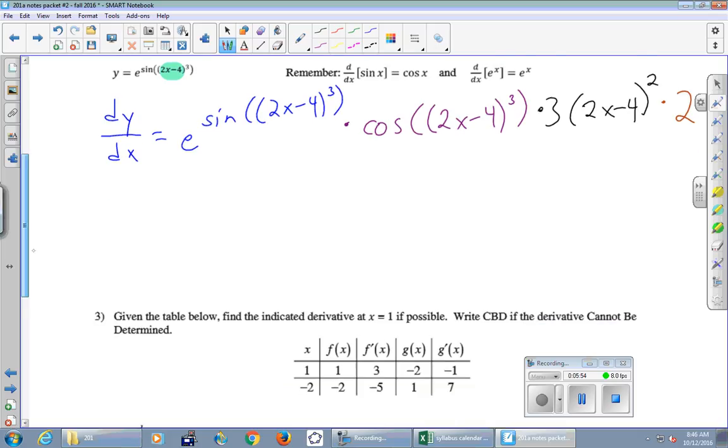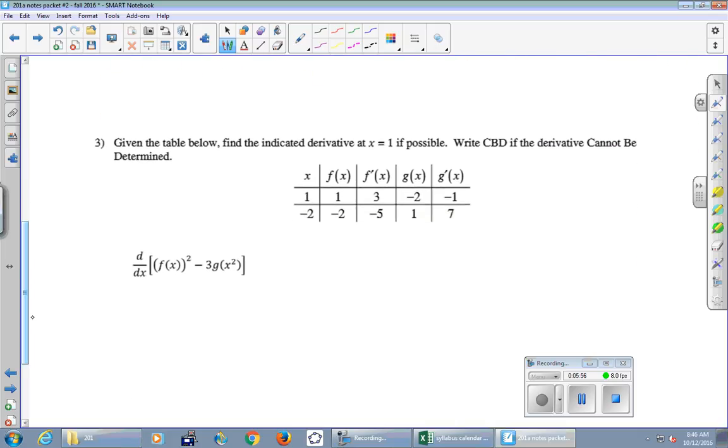Okay, number 3. Given the table below, find the indicated derivative at x equals 1 if possible. Write CBD if the derivative cannot be determined. So I've got this table of values. When x is 1 in the first row, I've got the value of f of 1 and f prime of 1 and g of 1 and g prime of 1. And in the bottom row, I've got the same thing, but when x is negative 2.